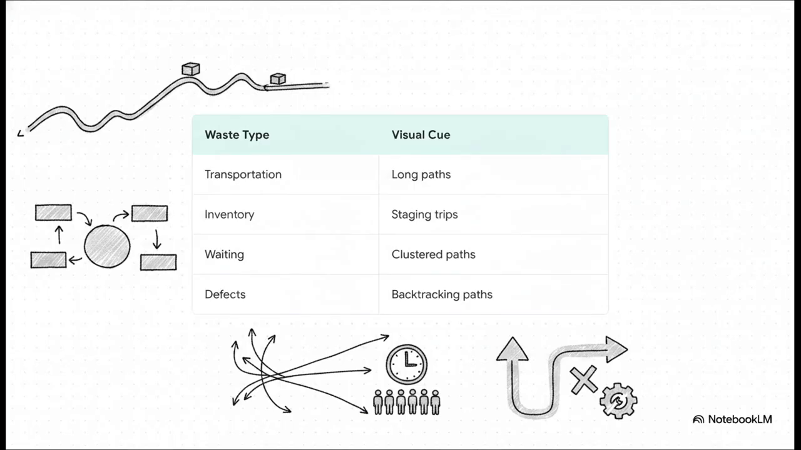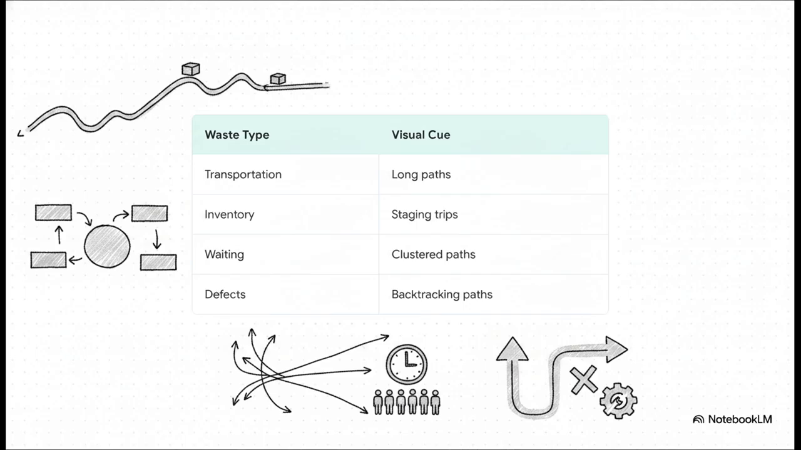All right, now for the climactic payoff. The spaghetti diagram is definitely designed for motion, but if you look really closely, it actually acts as a diagnostic X-ray for so much more. A careful review of your map frequently surfaces evidence of several other classic lean wastes. Seeing super long paths carrying materials? Well, that indicates excessive transportation waste. Seeing repeated trips back and forth to a single staging location?